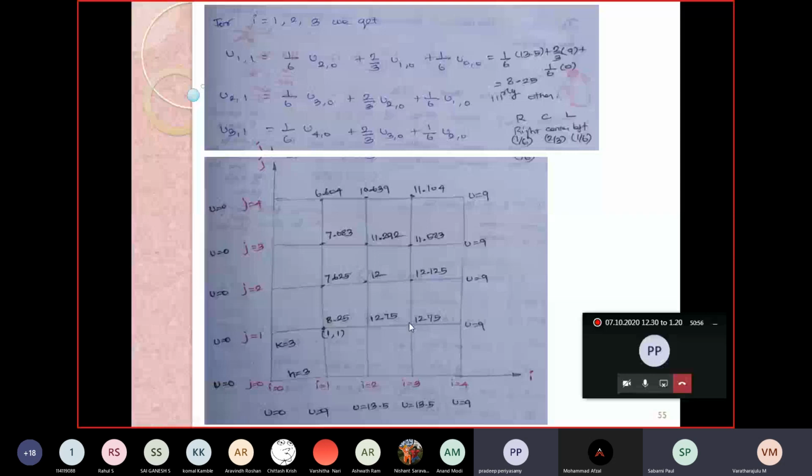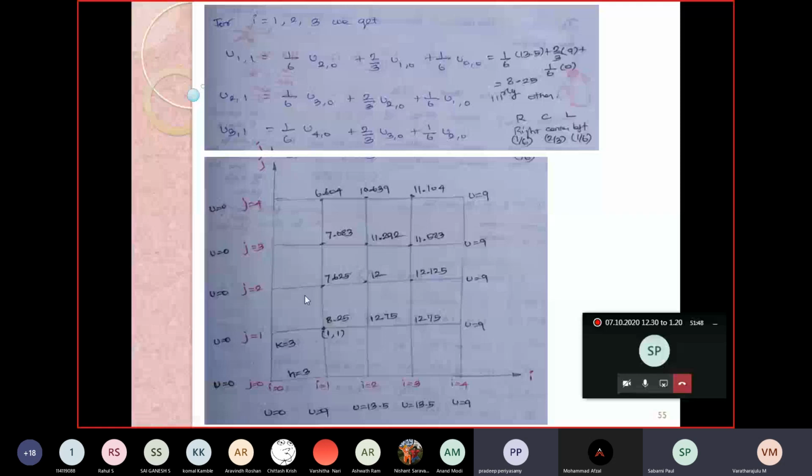Okay, I think all are aware about finding the unknown. You can find the unknown for various A. The thing is, we need to apply this formula: 1 by 6 into this term plus 2 by 3 into this term and 1 by 6 into this term. And in order to find this point, 1 by 6 into 9 plus 2 by 3 into 13.5 and 1 by 6 into 13.5, we will get 12.5. In order to find this point, 1 by 6 into 13.5 plus 2 by 3 into 13.5 plus 1 by 6 into 9, we'll get 12.75.